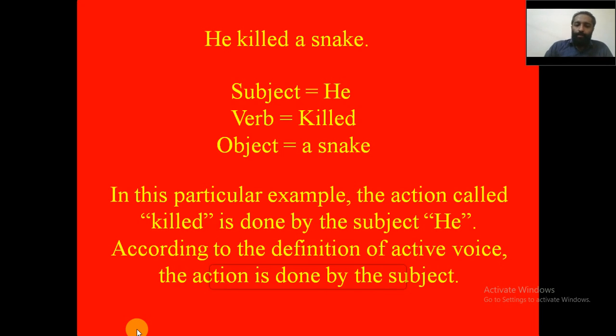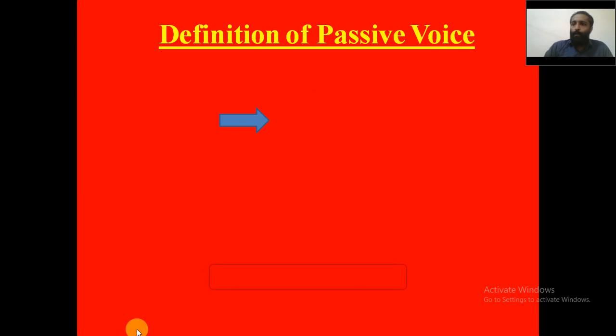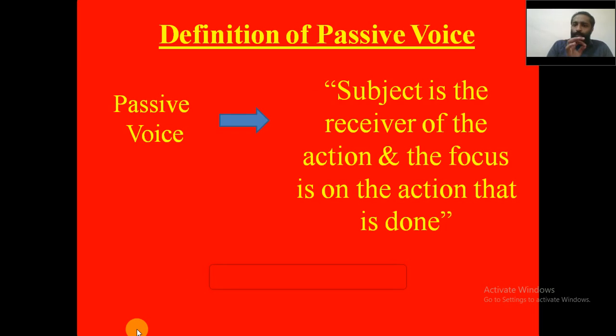Now let's take the next one, that is the passive voice. How to define the passive voice? When the subject is a receiver of the action and the focus is on the action that is done. Here the focus is not on the particular subject, here the focus is on the particular action that is done. I'll make you understand with examples.